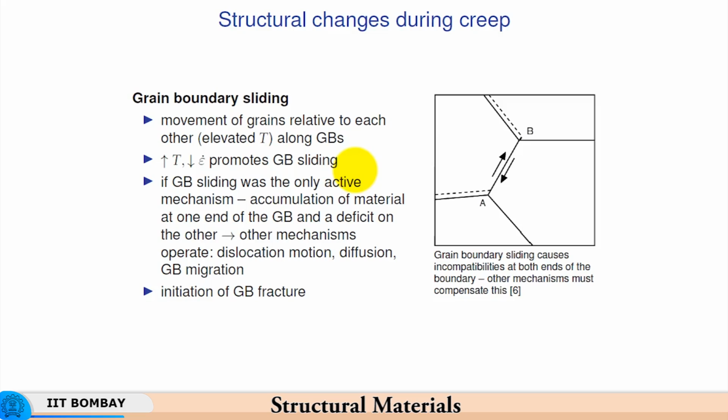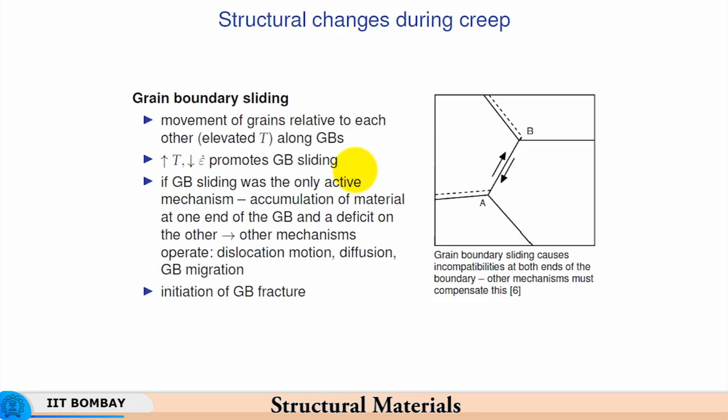So, here grain boundary sliding is a high temperature phenomenon and never a low temperature phenomenon. That is because you need to make the boundary weak enough so that the strain is accommodated by the grain boundary. So, large amount of strain is taken by the grain boundary and most of the mechanism is diffusion. So, diffusion along the grain boundary. If grain boundary sliding was the only active mechanism, there would be accumulation of material at one end of the grain boundary and deficit on the other.